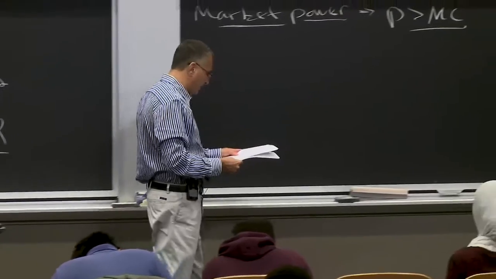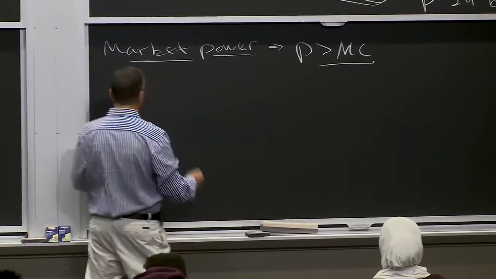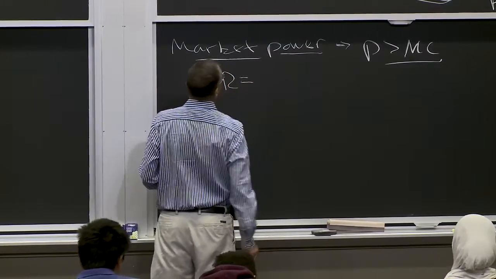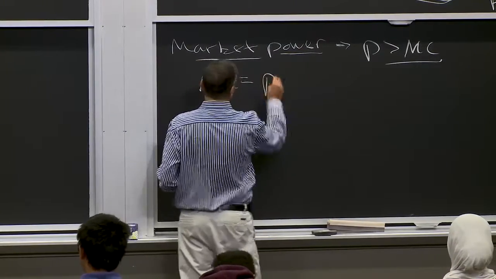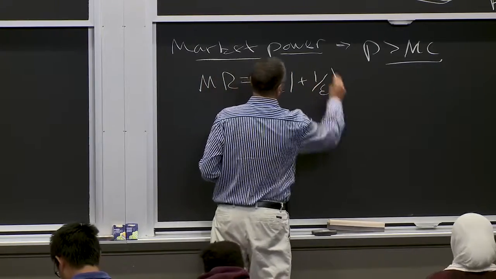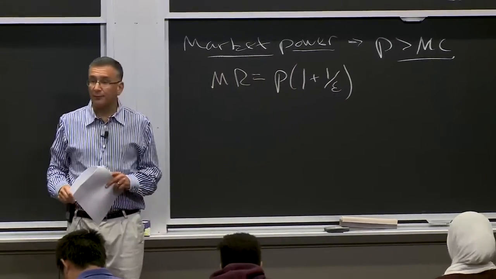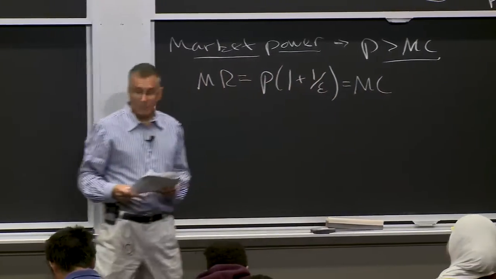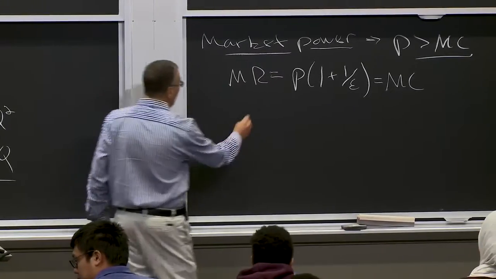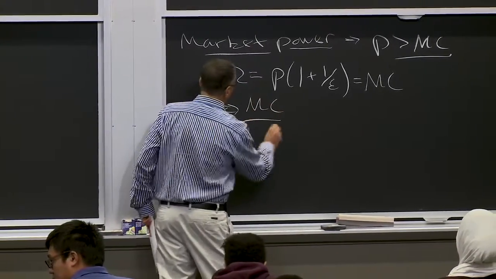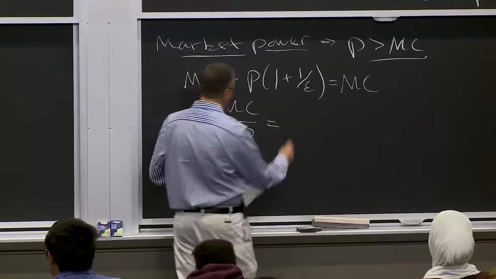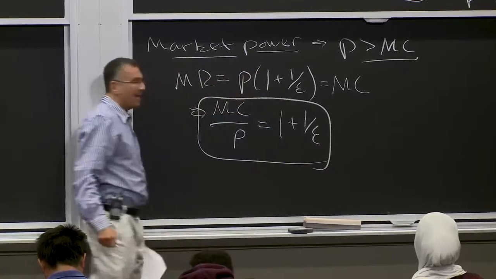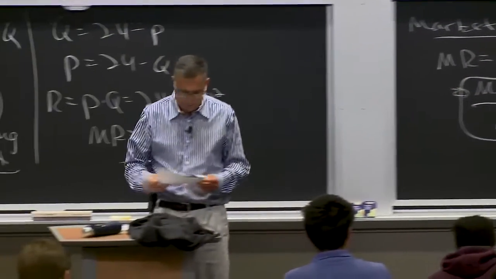Monopolists have market power. So now let's return to the condition for profit maximization. We said that marginal revenue can be rewritten as price times 1 plus 1 over the elasticity of demand. That equals marginal cost. So we can rewrite this as marginal cost over price equals 1 plus 1 over the elasticity of demand. And this is the monopolist market power condition.